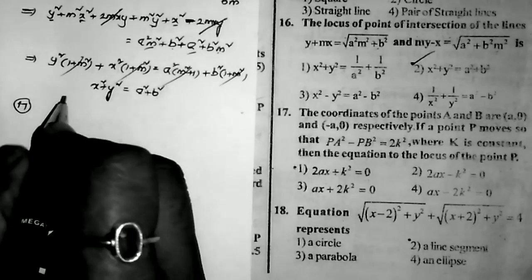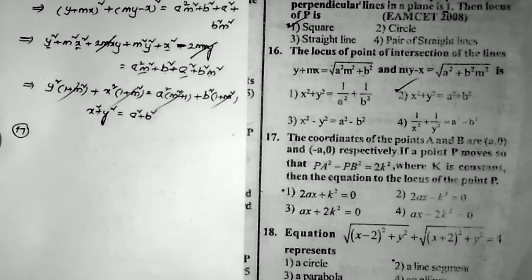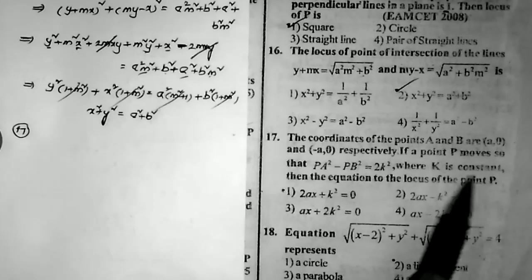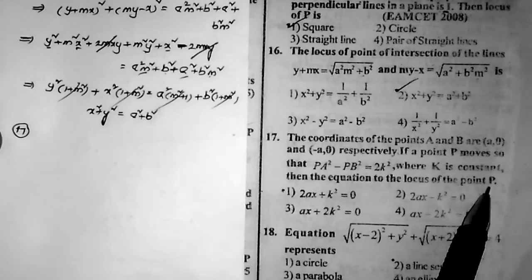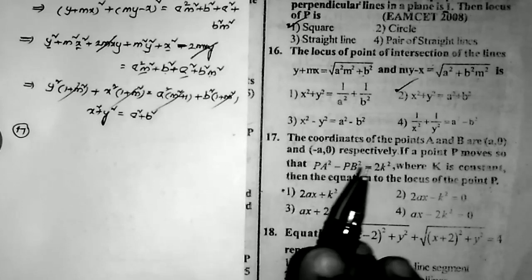The next problem, sum number 17. The coordinates of the points A, B are (a, 0) and (-a, 0) respectively. If a point P moves so that PA² - PB² = 2k², where k is a constant, then find the equation of the locus of P. Directly, when a condition is given, we have to substitute the values in the condition.